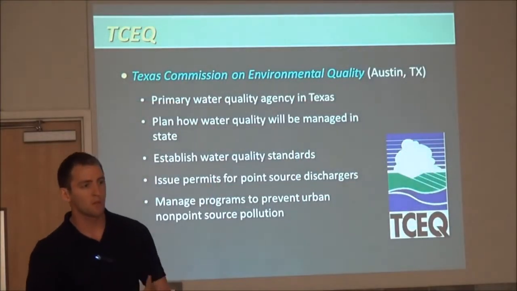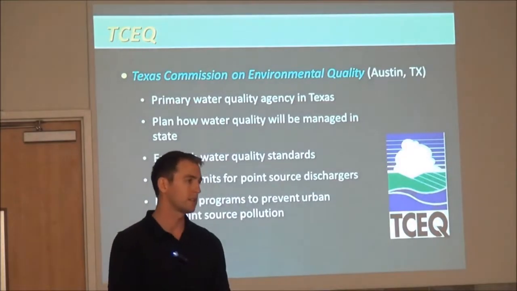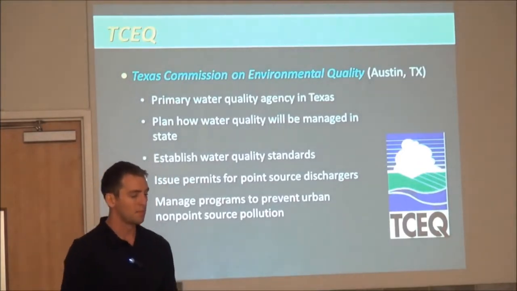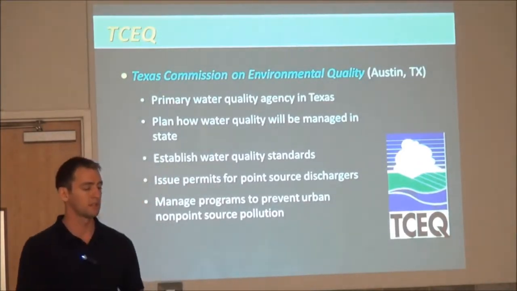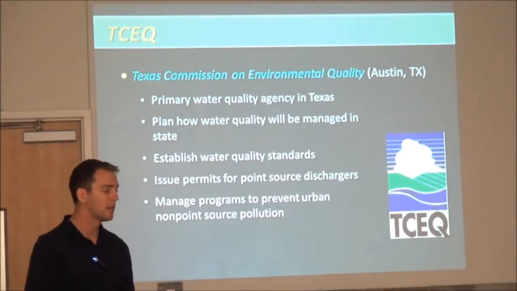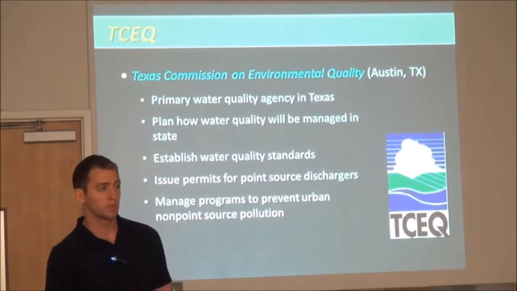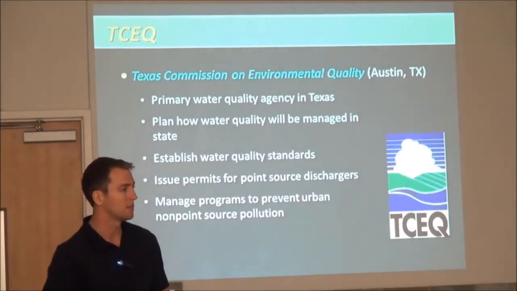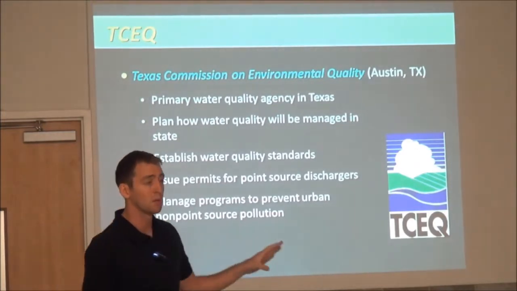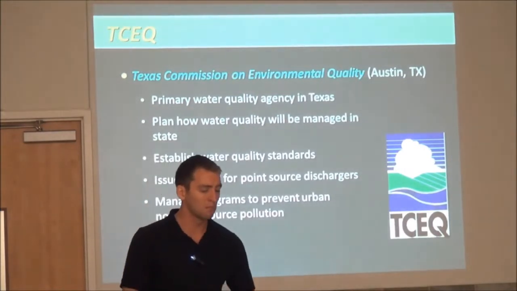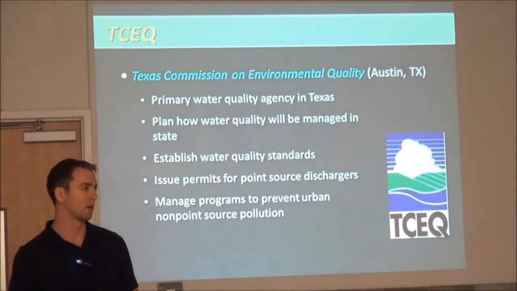So the primary water quality management agency here in Texas is the Texas Commission on Environmental Quality, or TCEQ, TCEQ as they're sometimes abbreviated. They are the primary water quality agency here in Texas. They plan how we use these water bodies and how we manage for water quality. They issue permits for the point source dischargers that we talked about, those industrial dischargers, stormwater discharge. They're the ones who regulate those permits. And they also regulate programs for urban non-point source runoff as well.